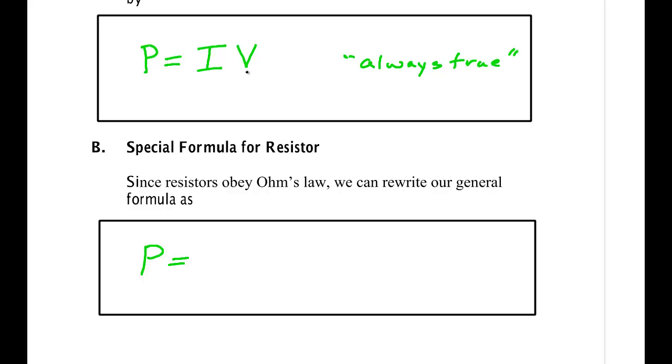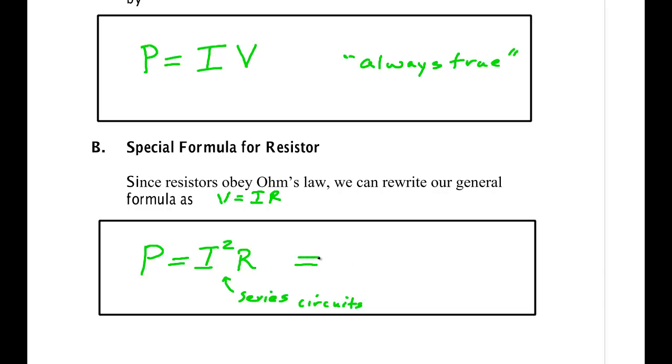One is to eliminate V in terms of IR, so we replace V with IR. When we multiply it by I, we get I squared R. This is very useful in series circuits because every element has the same I. So the only thing that may differ between different resistors that are in series is R, and the largest R will use the most power.